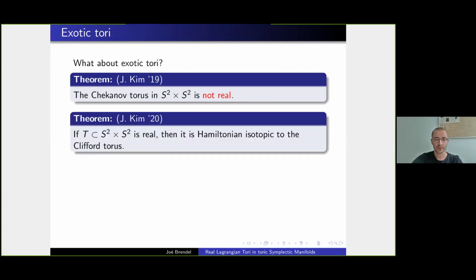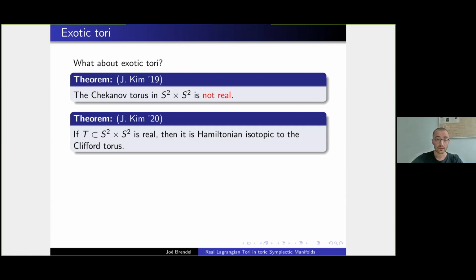There's actually a much stronger and more recent result by Kim, stating that the Clifford torus is unique as a real Lagrangian torus inside of S2 cross S2, which is quite interesting, because as you may know, there are infinitely many monotone tori in that space, which was shown by Viana, and this shows that there's some discrepancy between monotonicity and realness.